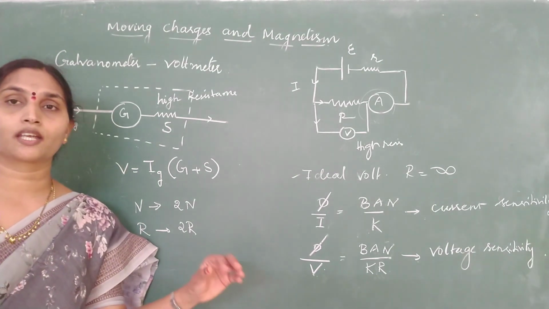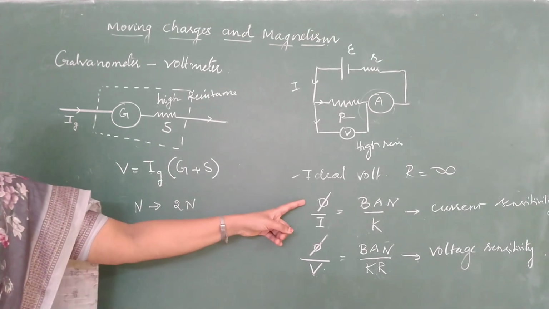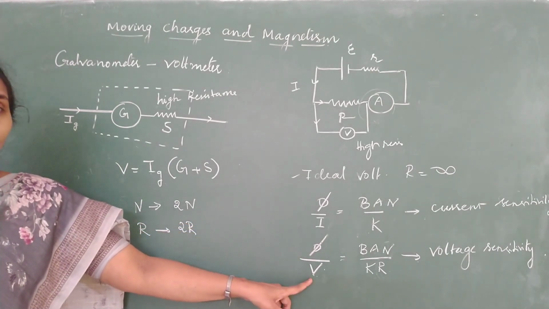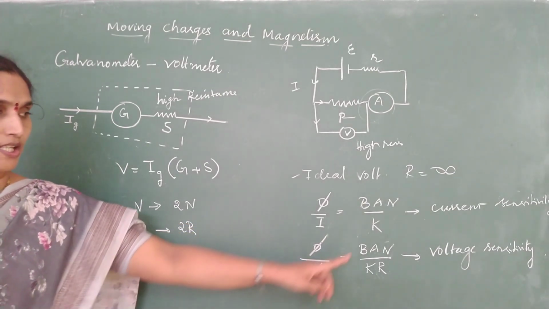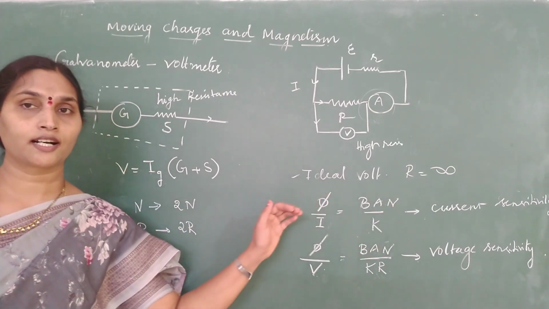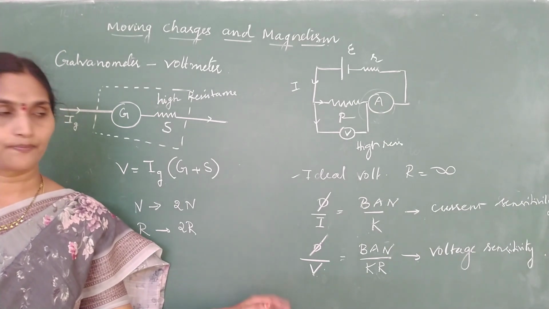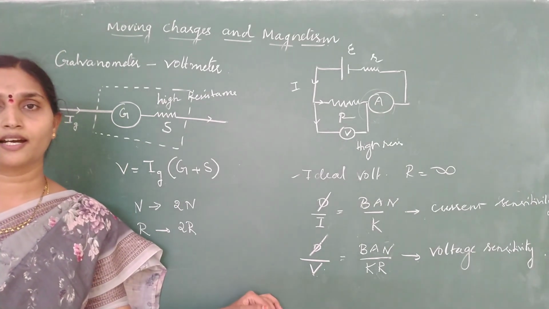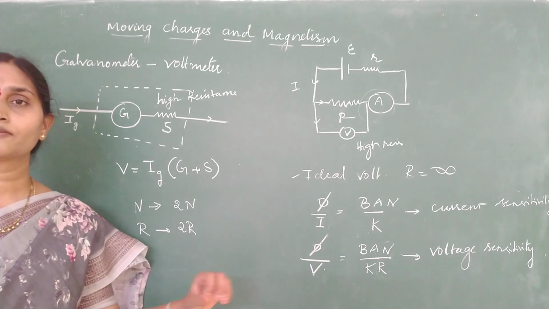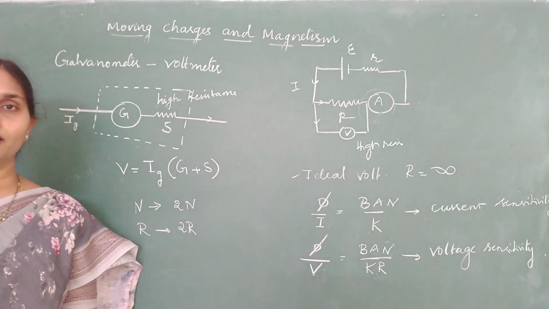So remember this point. It is not necessary that every time current sensitivity increases, voltage sensitivity has to increase. If you increase the number of turns, current sensitivity will increase, but voltage sensitivity does not increase. So this is a 1-mark question very often asked. So remember these points for converting a galvanometer into ammeter and voltmeter.